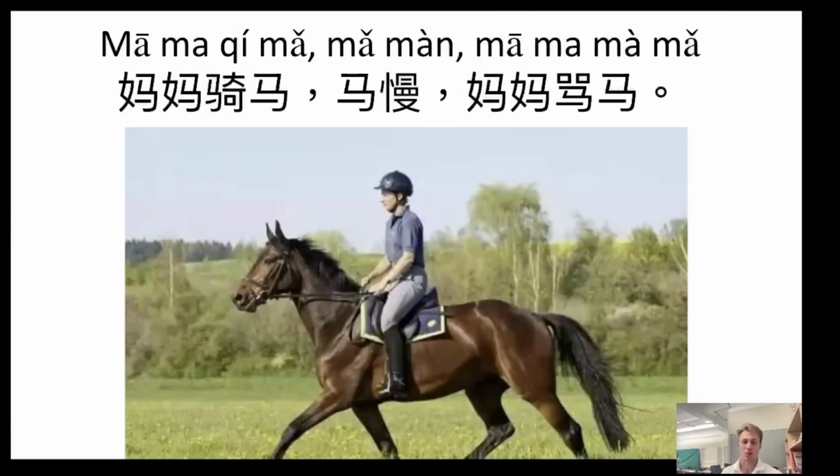Lastly, why don't we finish up with a quick tongue twister. So this sentence means mom is riding a horse, the horse is slow, so mom scolds the horse. But you notice there are 3 different pronunciations of ma, not including the neutral tone at the end here. So the full thing goes ma ma qi ma, ma ma, ma ma ma ma.